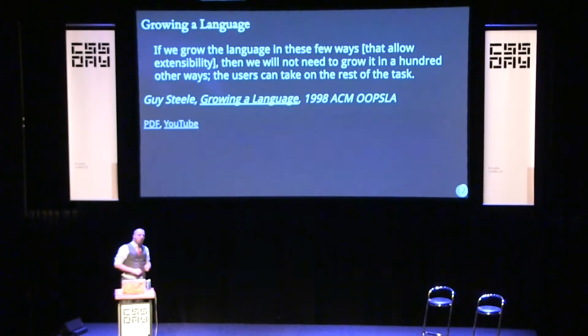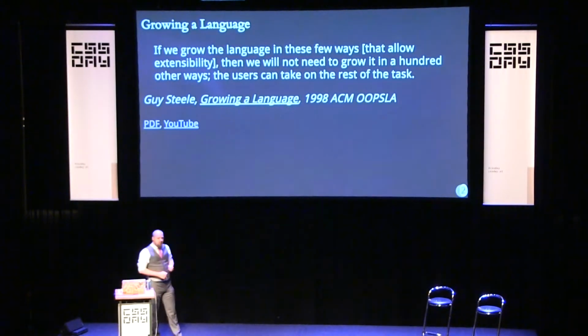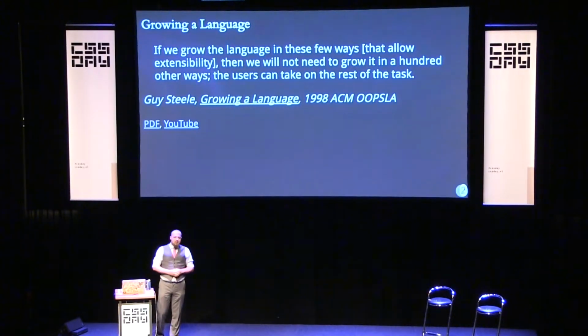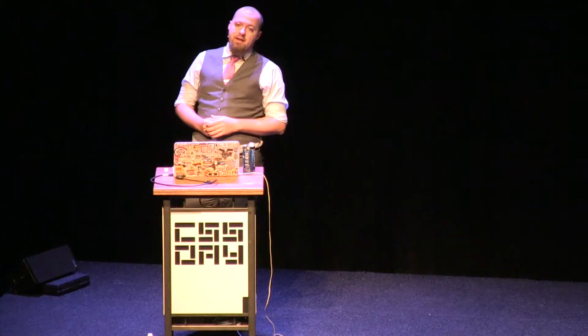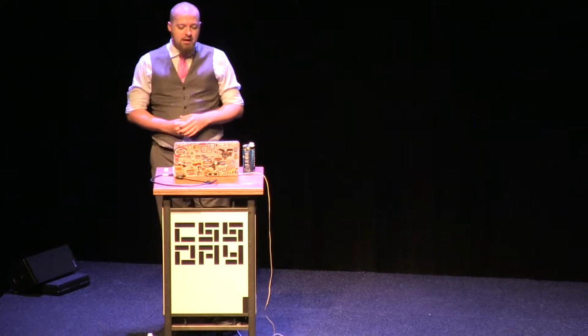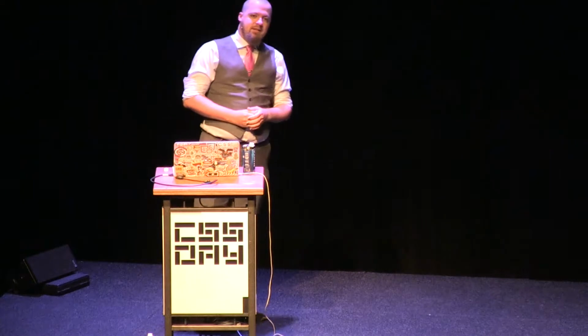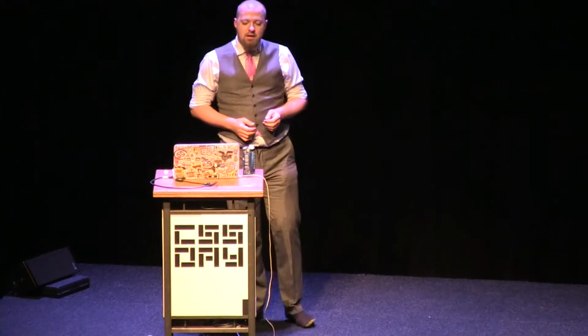I'll open, though, with a quote from Guy Steele. He's one of the forefathers of a lot of computer science. He was instrumental in the development of Common Lisp, of Java, and a bunch of other programming languages. In 1998, at the ACM Uppsala conference, he gave a talk called Growing a Language, lessons from his experiences in developing and extending the computer languages that he'd worked with.